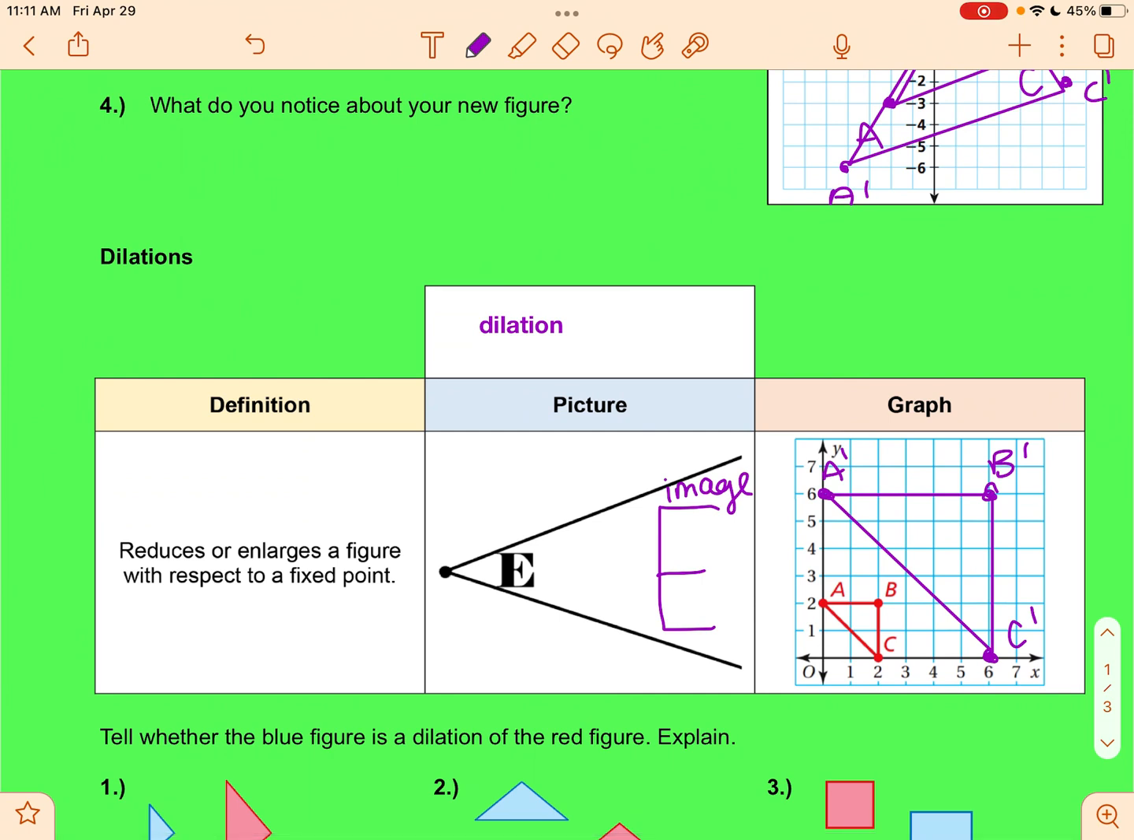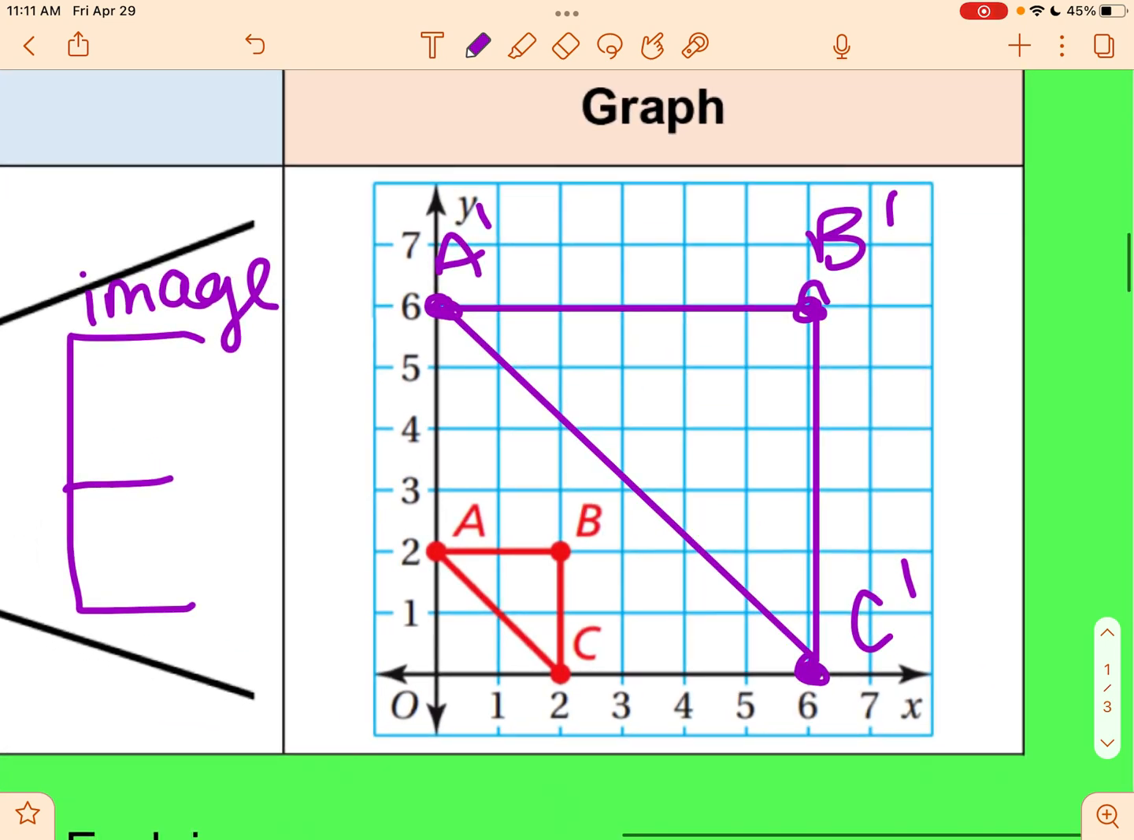Dilation is either reducing or enlarging a figure with respect to a fixed point. So, taking a look at this graph, we have our triangle ABC, but dilating it, we're going to make it way bigger, as you can tell with the other purple triangle. So go ahead and graph that, and then let's go ahead and practice.